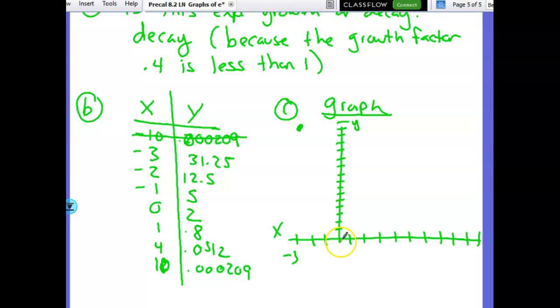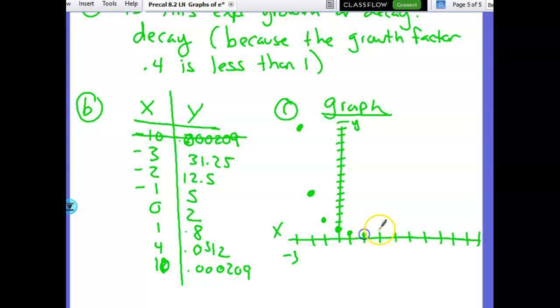For -2, we're at 12.5, so 2, 4, 6, 8, 10, 12. And we're just estimating approximately where these dots are because we can't really be that precise. And I'm just going to continue. -1 is 5. 0 is 2. 1 is 0.8.